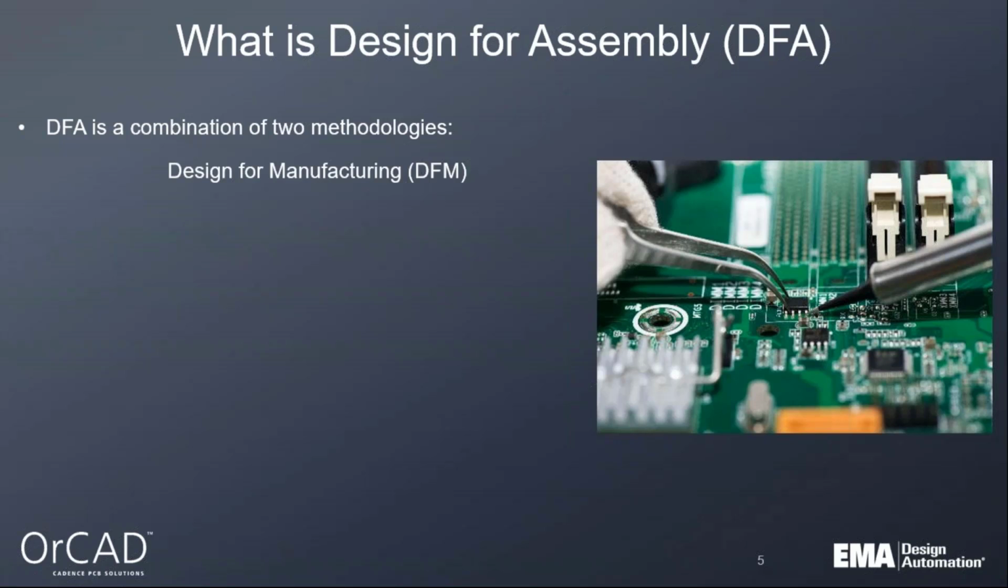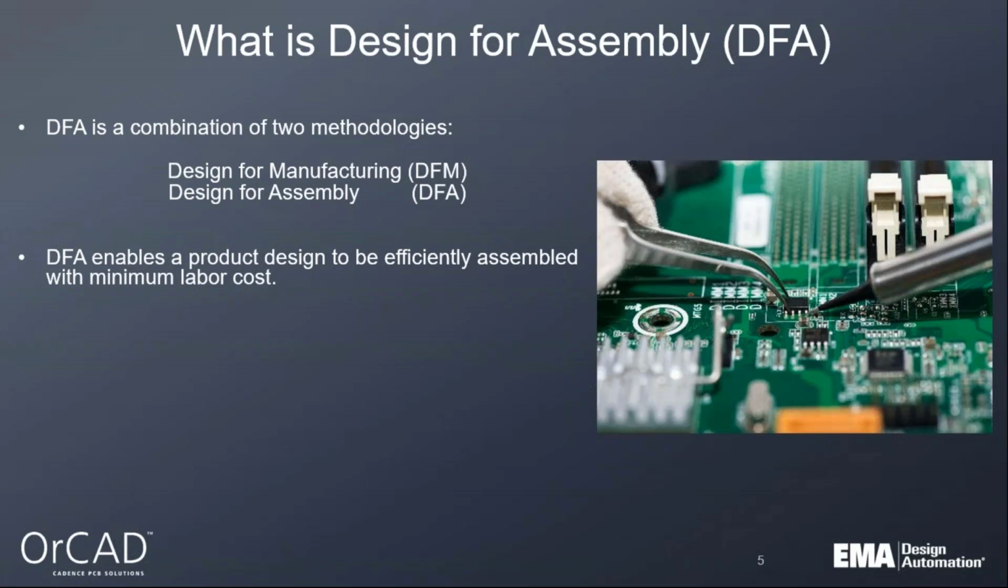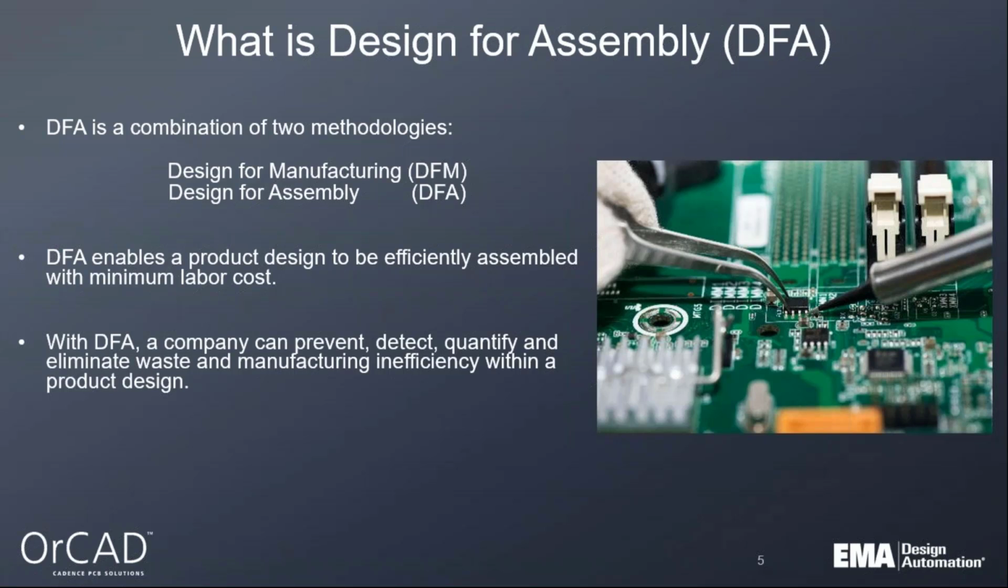DFA is a combination of two methodologies. You have DFM, design for manufacturing, where you're designing your board so that your fabricators can build the boards easily and quickly. And then you have design for assembly, which involves another group, a contract manufacturer, that's going to be putting the parts onto the board. DFA enables a product design to be efficiently assembled with minimum labor costs. What you want to do is minimize the effort required from your assembly houses.